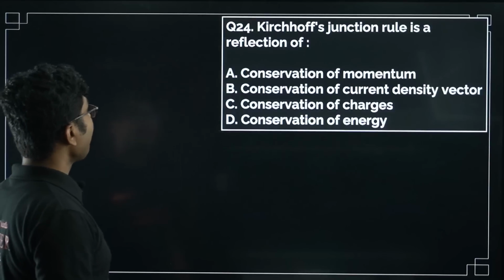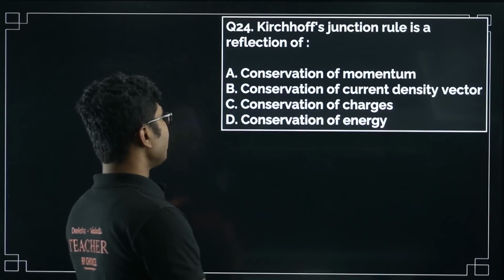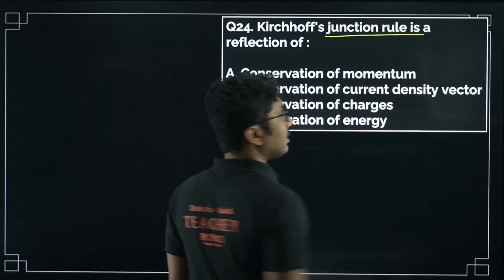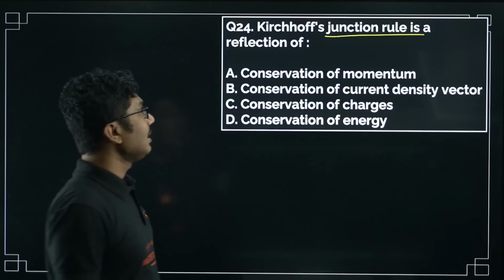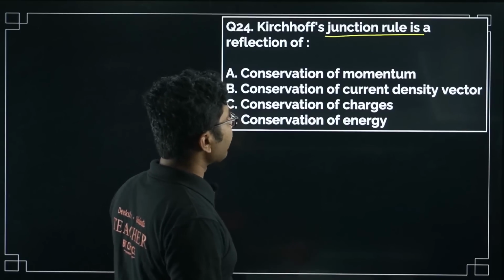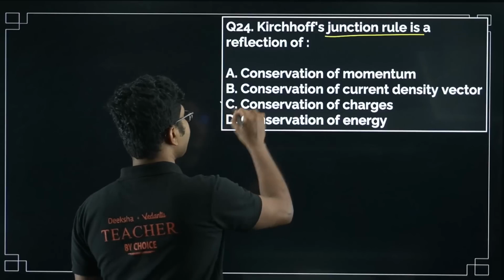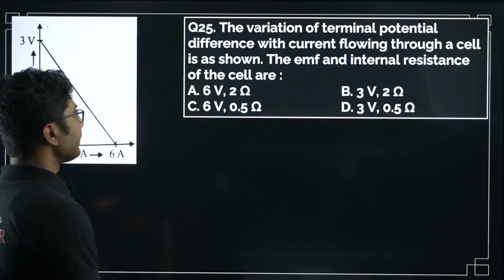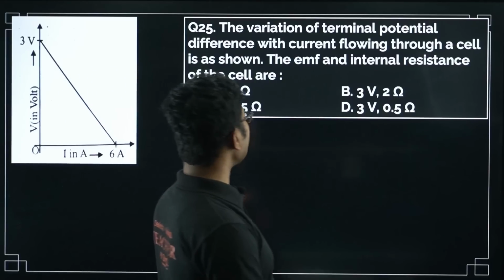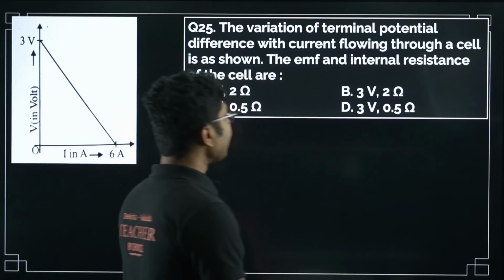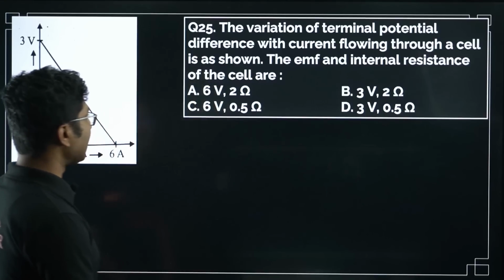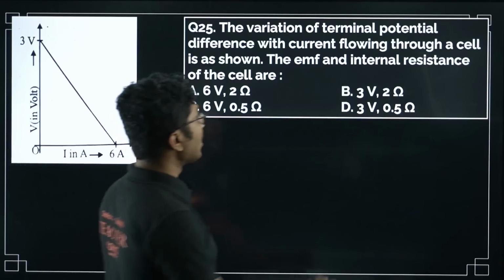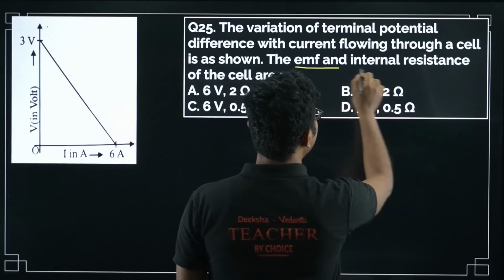Now next question. Kirchhoff's junction rule, or current rule, is a reflection of conservation of charges. Now the variation of terminal potential difference with current flowing through a cell is as shown. The EMF and internal resistance of the cell are? So you have to find the EMF and internal resistance.